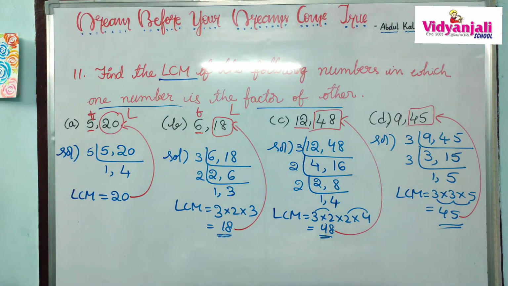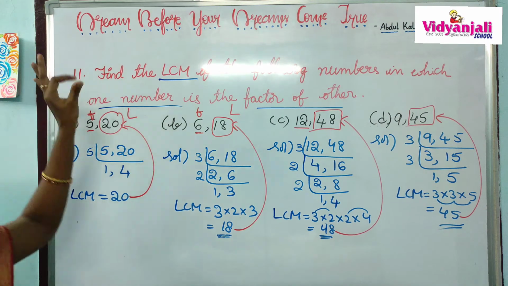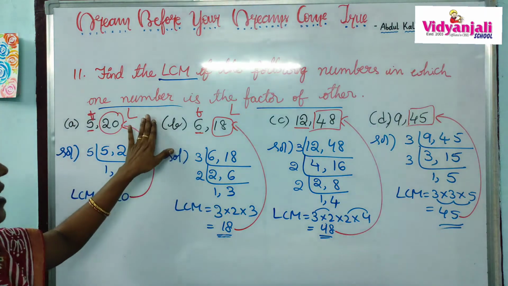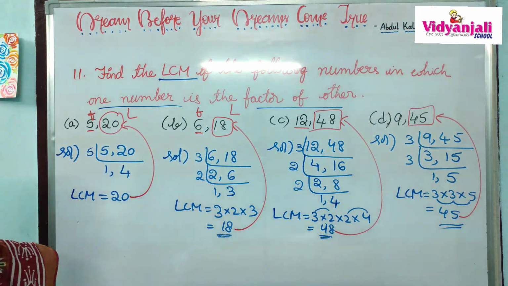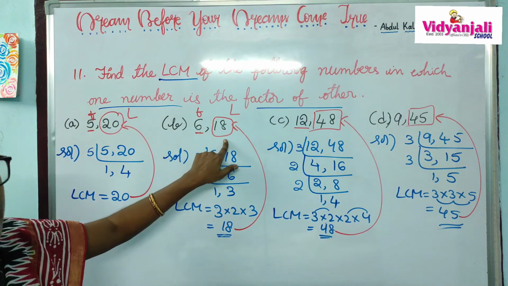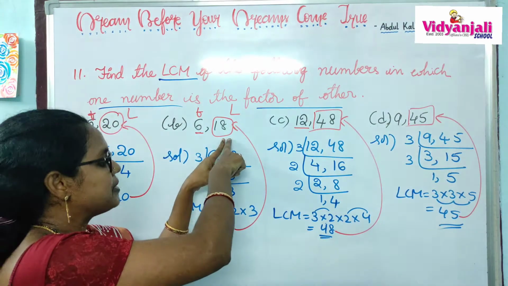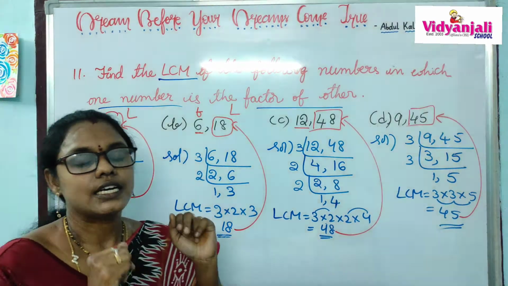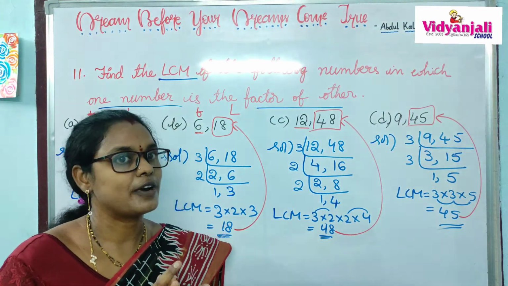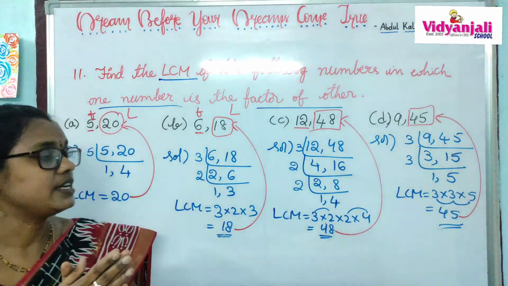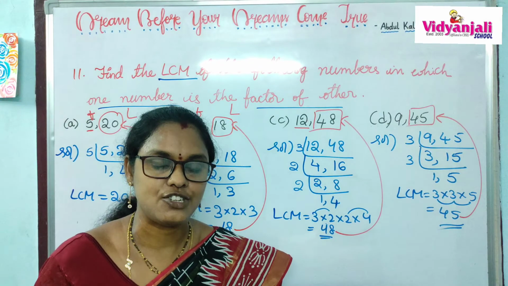See children, in the last two problems, 10th and 11th problems, we learned two important points. Here we learned, while finding the LCM of two numbers, if one number is a factor of the other, then the larger number becomes the LCM. And in the 10th problem, we learned the LCM of any two co-primes will be their product only. So, with this 11th question, we completed chapter 3, children.